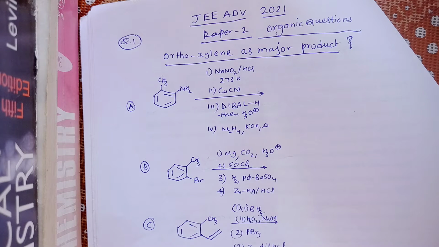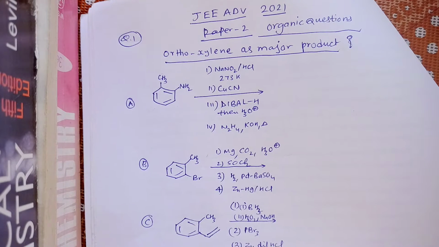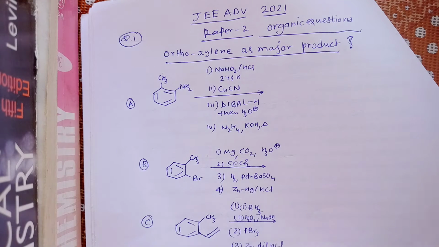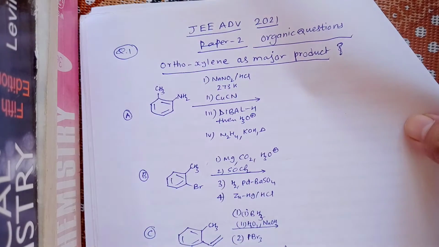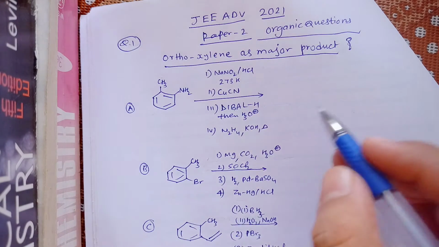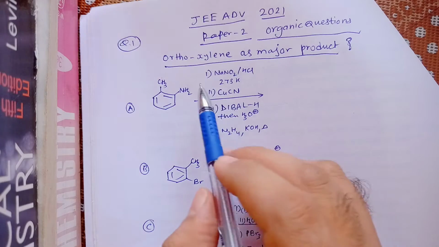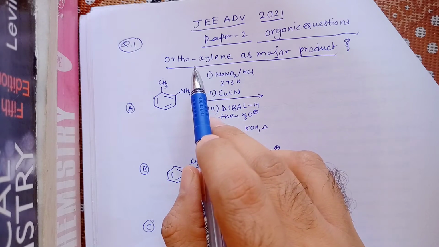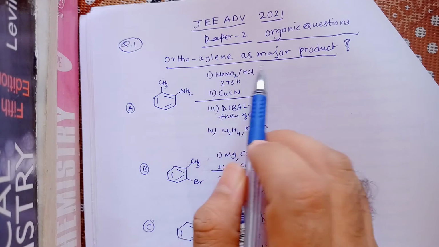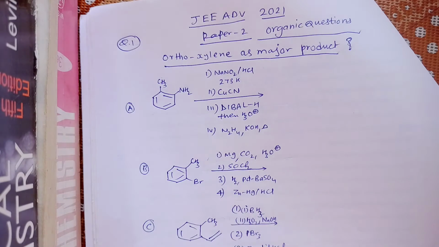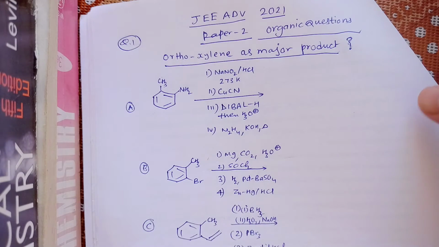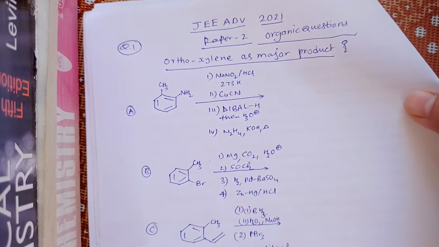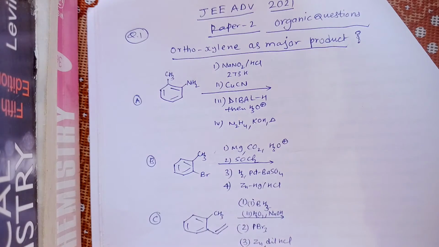Hello students, let's discuss question 1 of paper 2 of JEE Advanced 2021. It is the original question, which I have taken from the official IIT JEE site. In the first question they are saying orthoxylene as a major product. In which of the following options will we get orthoxylene as a major product? It is a multi-choice question. So let's see the question.